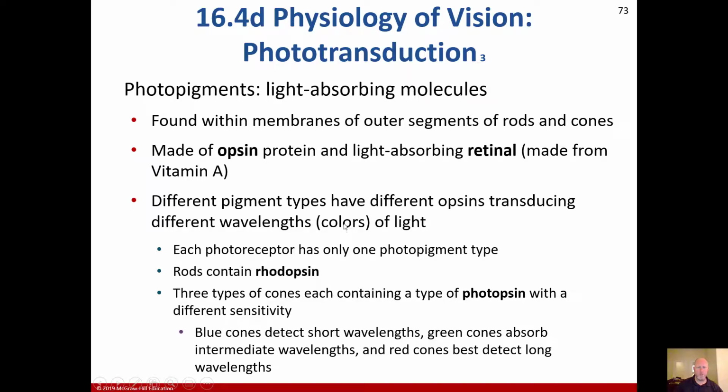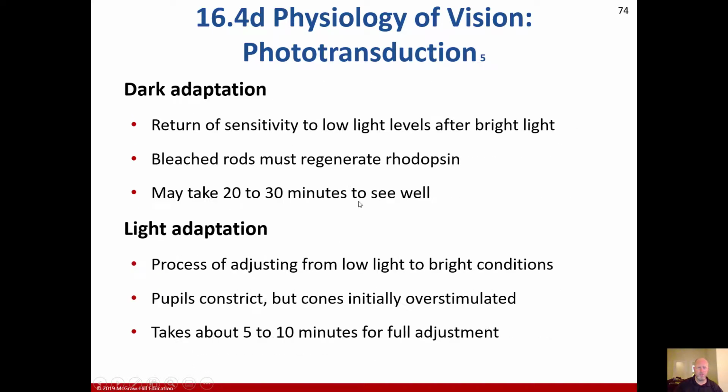Not going to actually worry about this specifically for the exam with photopigments. Dark and light adaptation you should know. The content will be related to the exam. Dark adaptation is the return of sensitivity to low light levels after bright light. The bleached rods have to regenerate rhodopsin in the rods. It may take 20 to 30 minutes to see well.